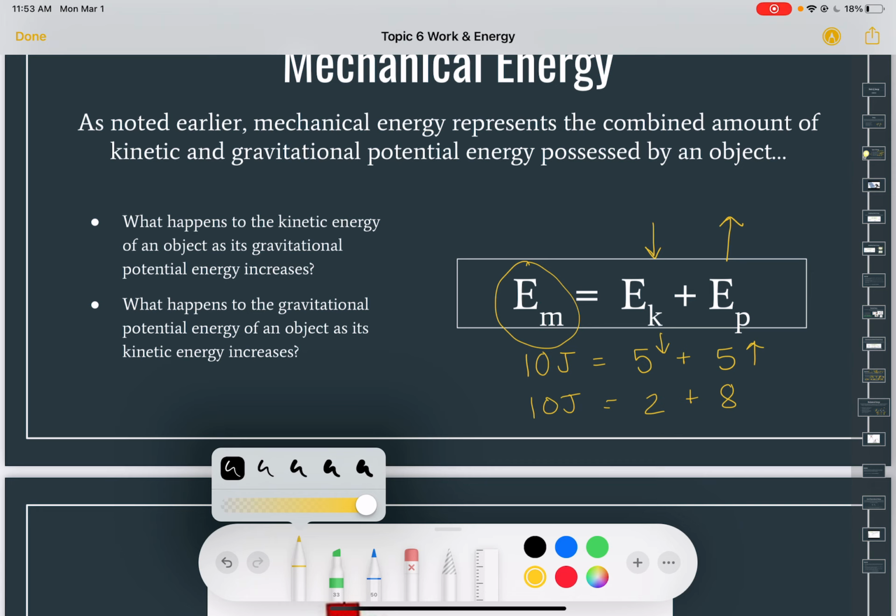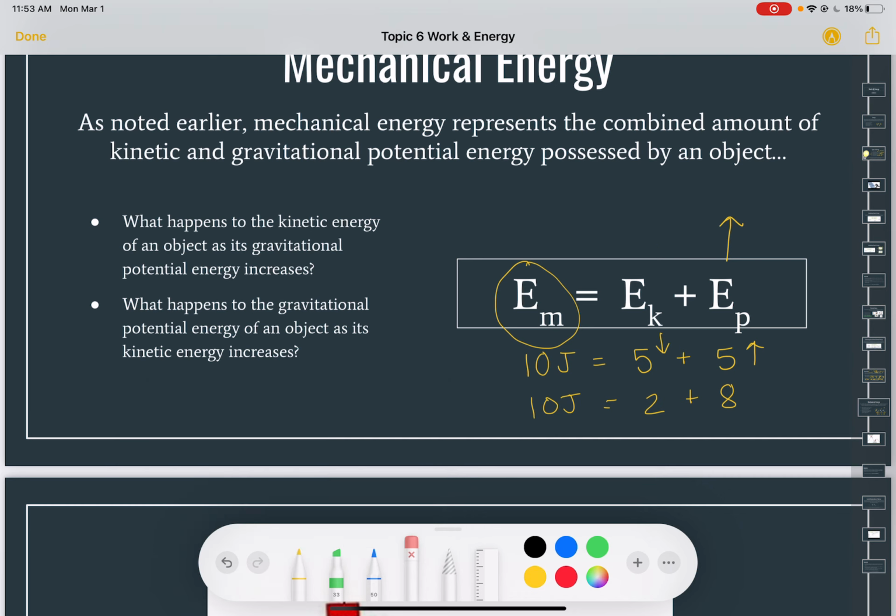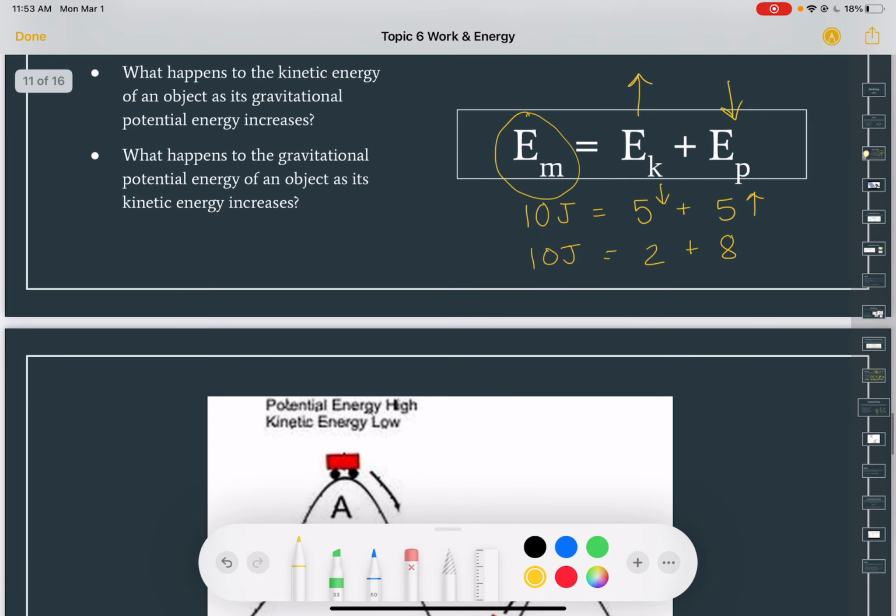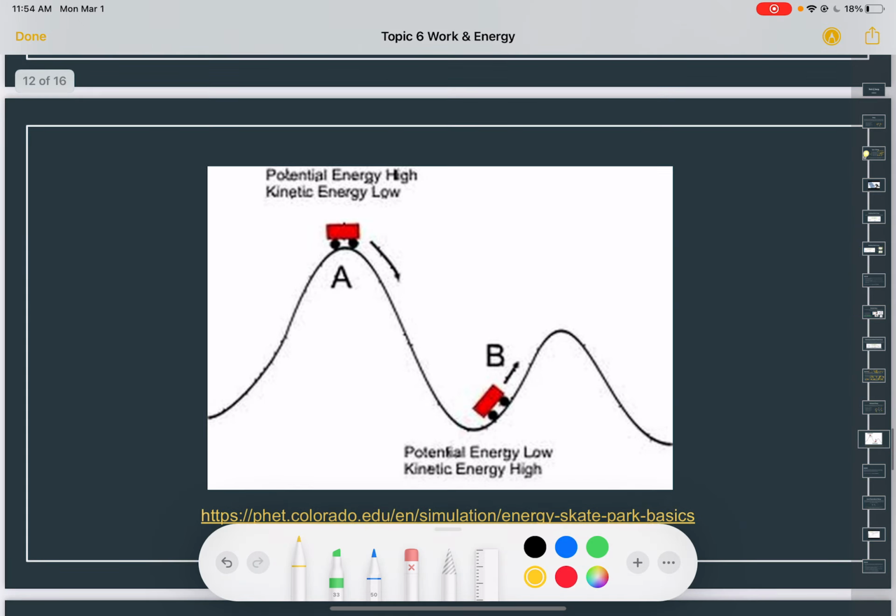And what happens to the gravitational potential energy of an object as the kinetic increases? Well, the exact same thing. So when our potential or our kinetic energy goes up, then this one would go down. Okay? So they're totally related to each other, and they really affect one another. Because your energy is always the same, it's just changing between those two. Your energy is potential or it is kinetic. So it's one or the other. We're not losing any of our energy.